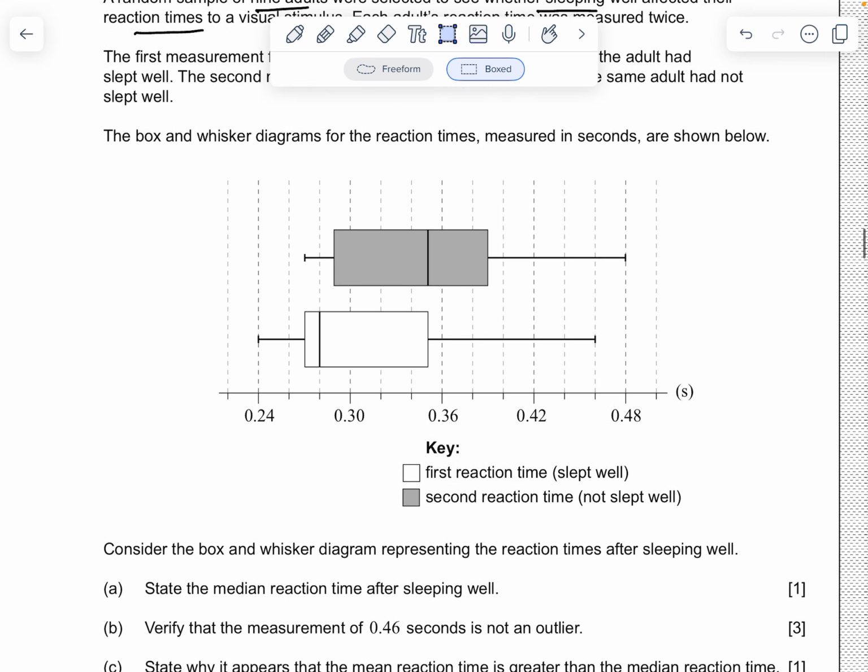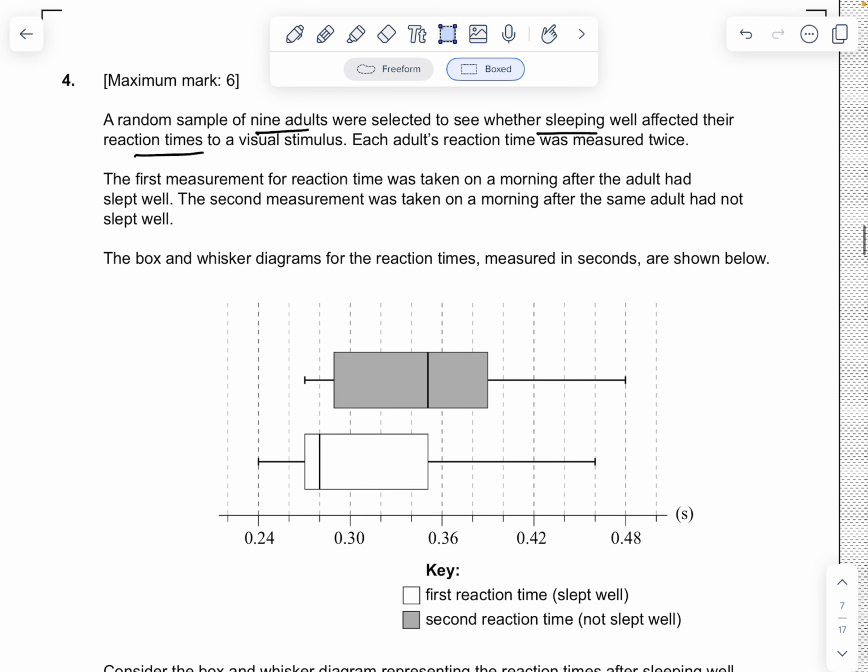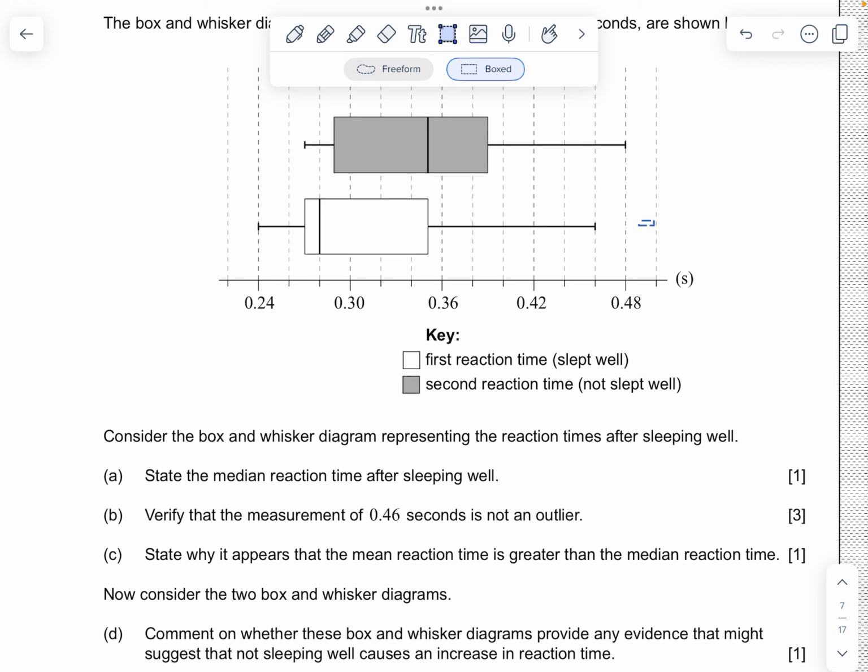This is a box and whisker plot. He's asking: a random sample of 9 adults was selected to see whether sleeping well affected reaction times. So this is for sleeping well, the first one, and the second one is not sleeping well. State the median reaction time for sleeping well. So the median is going to be this number, and you can calculate that it's going to be 0.28.